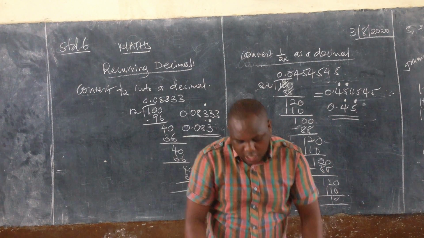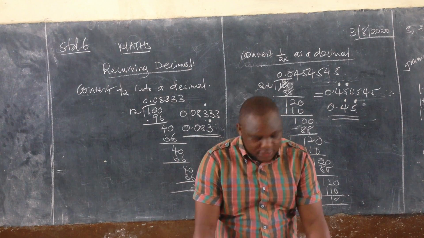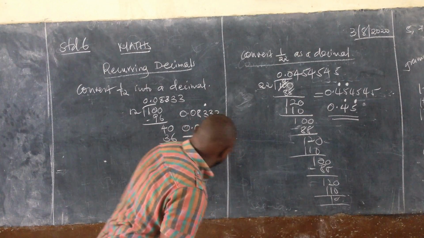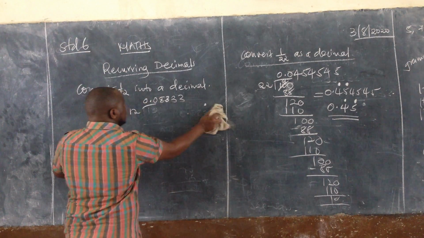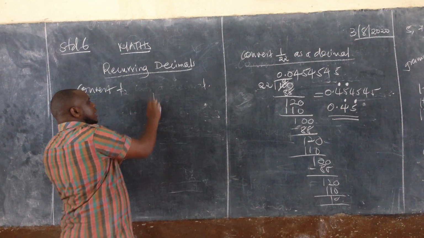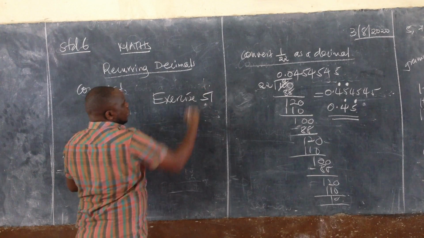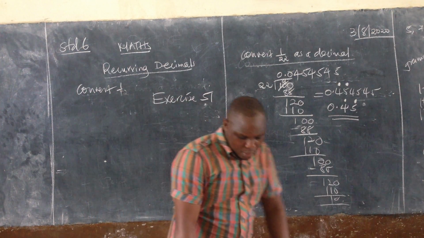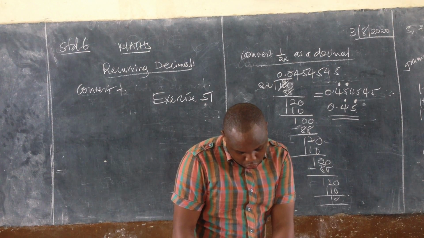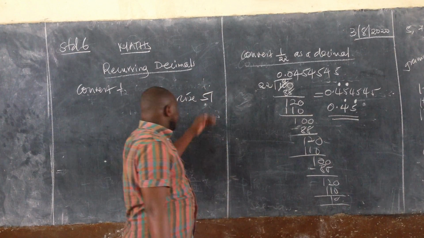So I want you to attempt an exercise there. That is exercise 51. I want you to look at that exercise. I'm going to do one for you. Exercise 51. We are going to do number 1, 2, and 3. Now I want to explain what number 3 means.